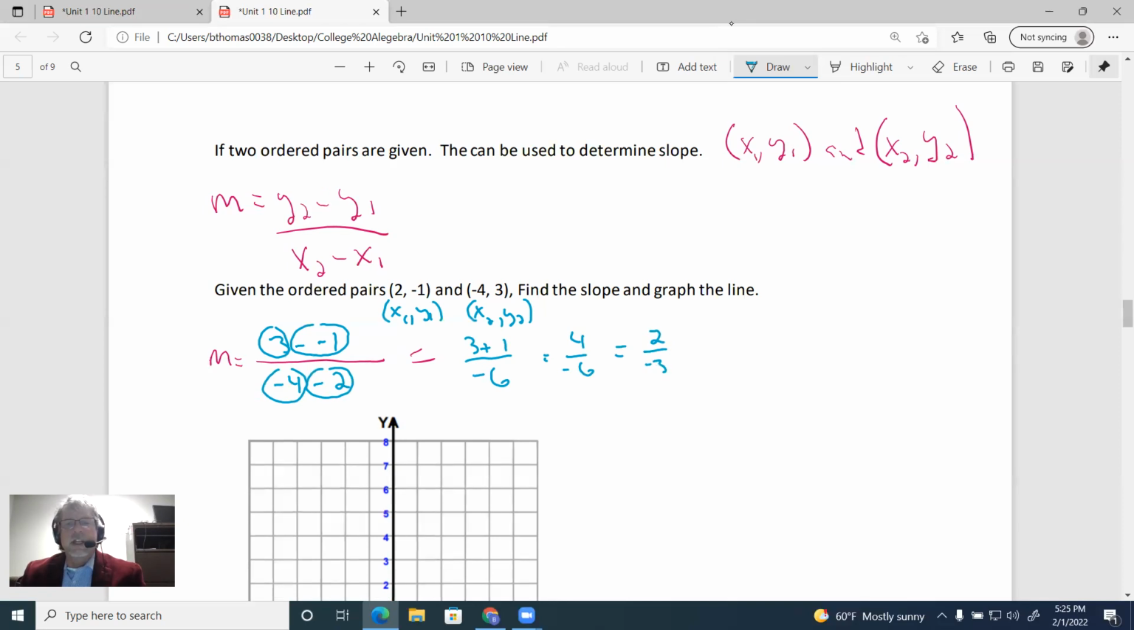And again, the negative usually doesn't stay on the bottom. So usually we will write it as -2 over 3 or the negative out in front, one of the two. I usually put the negative symbol always in the numerator is what I usually do. So that would be the slope.